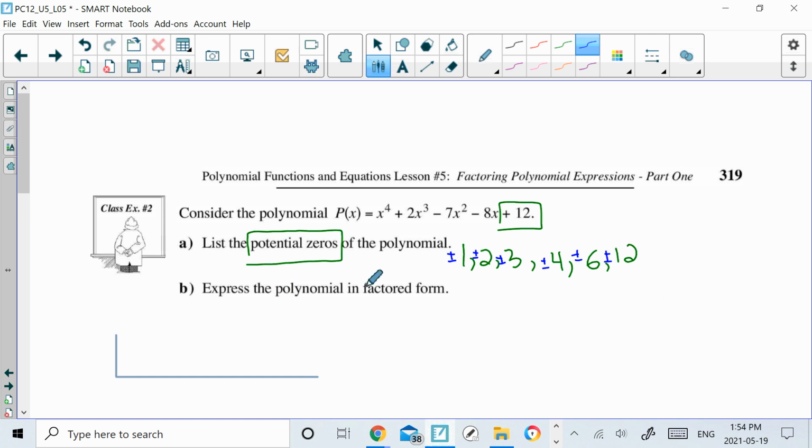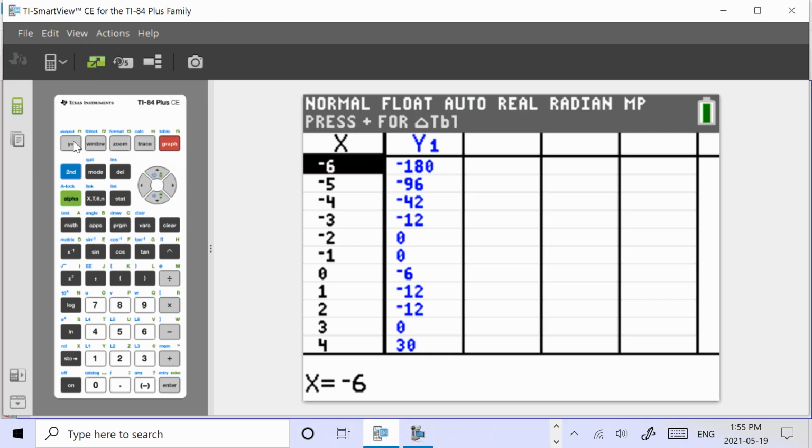Express the polynomial in factored form. They want this completely factored. We're going to start by using our calculator, and then from there we're just going to show the work. This, remember, is a 4th degree polynomial. That tells you that there could be up to 4 x-intercepts on the graph. So let's enter this into our y1. Let's look at the graph, see how many x-intercepts there are, and then let's factor it.